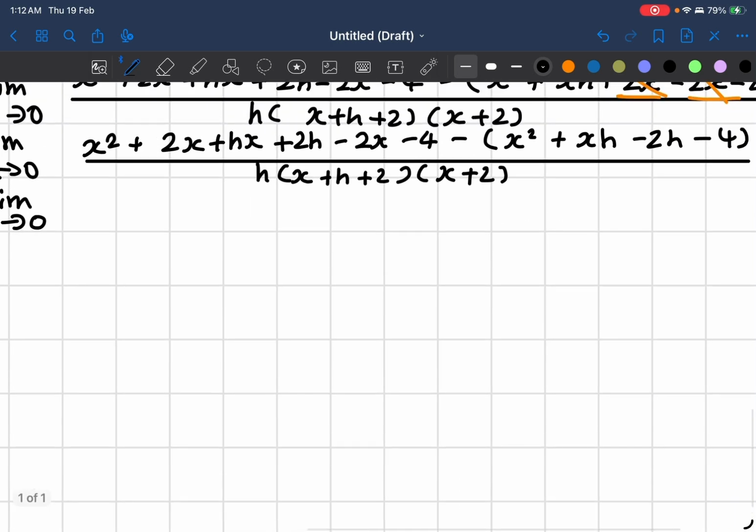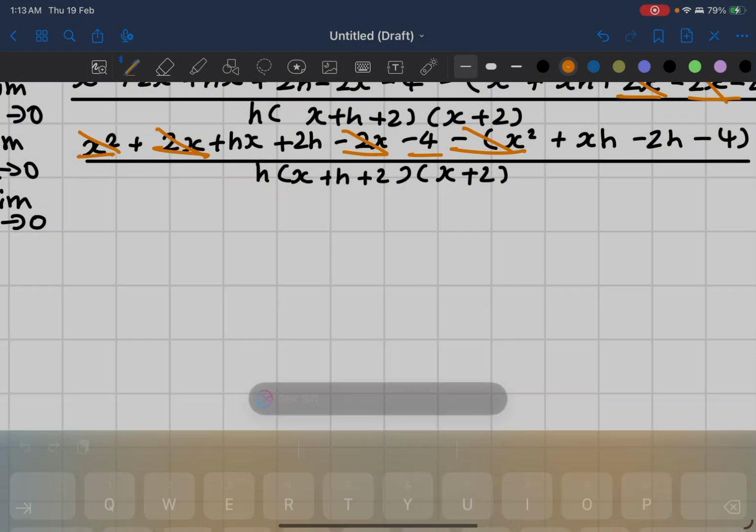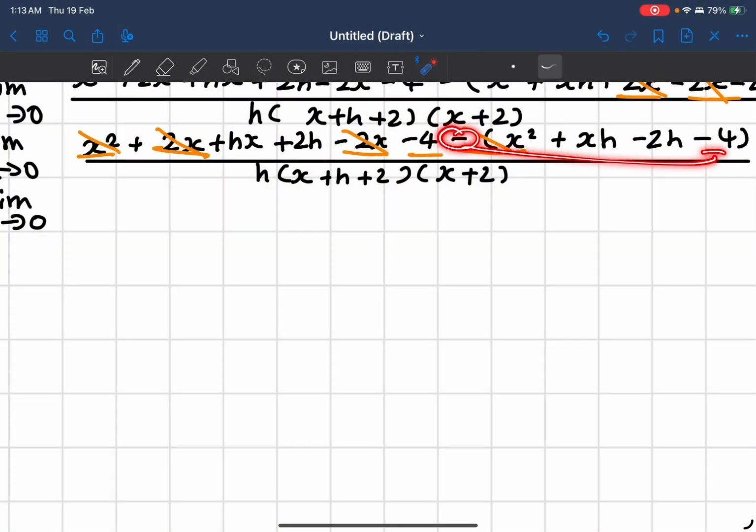And then now I can see that this and this can be cancelled. I'm so sorry. These two can be cancelled out. And then 2h, oh no, not that one, sorry. This one and this one can be cancelled out. And minus 4 and plus 4, because the minus here goes to there, so it's plus 4. These two can cancel out. Yeah, I think that's it.